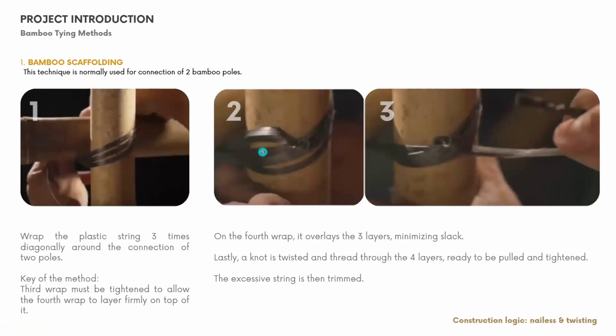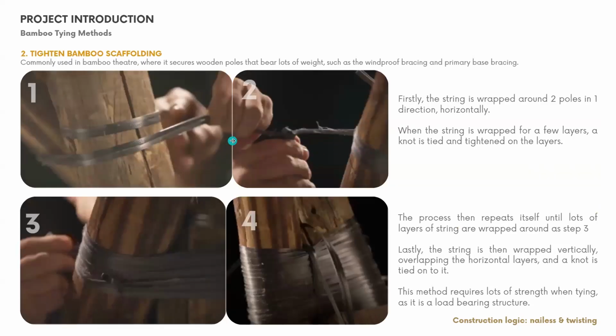Looking into replicating the form of the bamboo theatre, I also look into its construction logic. For example, I study the tying methods of bamboo. This tying method is called bamboo scaffolding. You can see it's wrapping one horizontal and one vertical bamboo pole together. This second tying method is called the tightened bamboo scaffolding, and it also involves twisting and wrapping the straps over the two bamboo poles. This construction logic as a whole is more towards a nailless and twisting method. That's what I'm looking for in my case study.